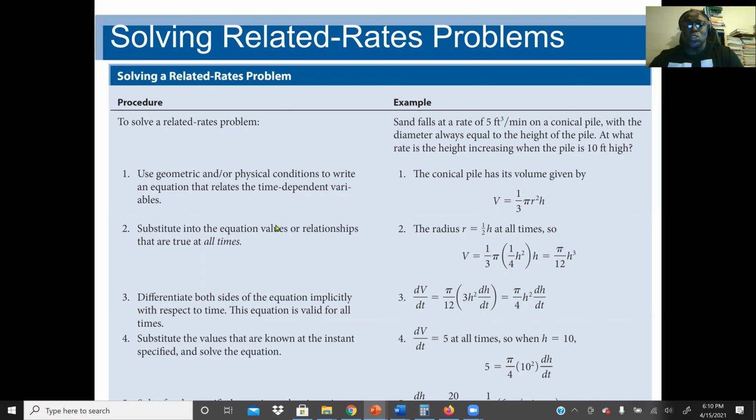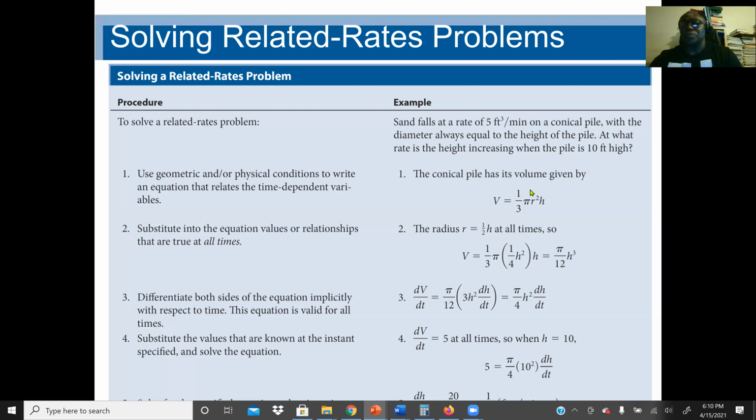In the previous examples we saw, actually 2 examples, the model was given to us. Now, when we look at the question here, they are saying that it is a conical pile. So that means the shape of this object is a cone. And they are dealing with the volume. So first, use geometric or any physical condition. In this question, we are dealing with an object, so it's a geometric formula. So the conical pile has its volume given by V equals 1/3 pi r squared h.